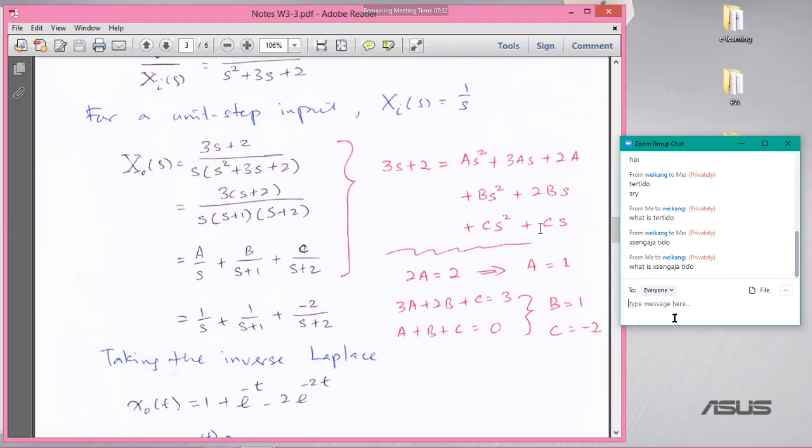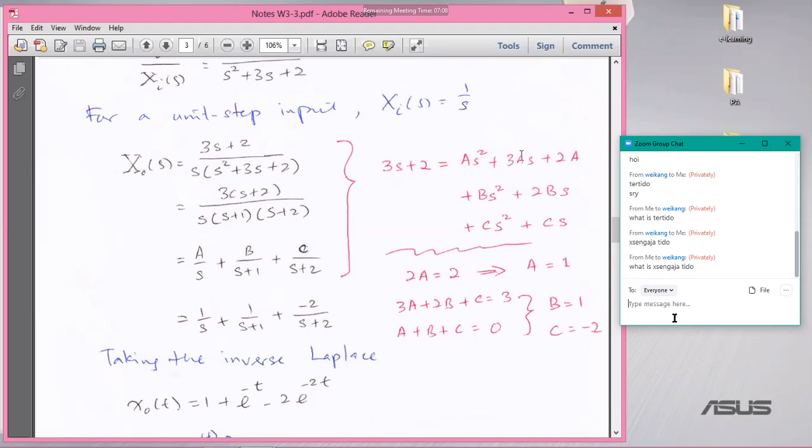The rest here, you have s or s squared. The only constant coefficient here is just 2a. Therefore, you compare this constant coefficient to 2. So you have 2a is equal to 2, and basically you can straight away solve for a is equal to 1.